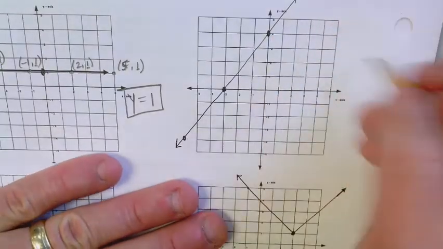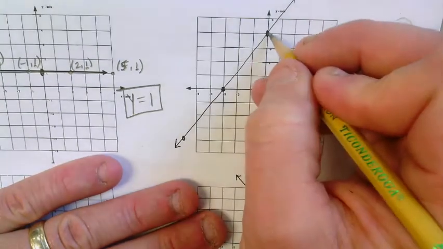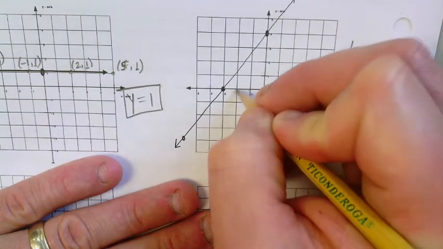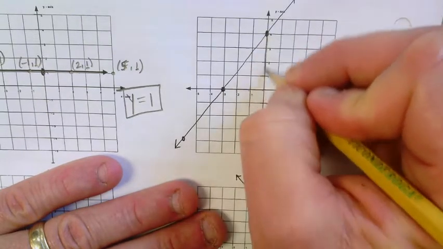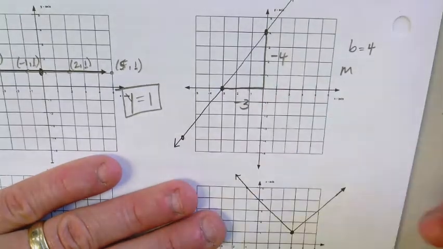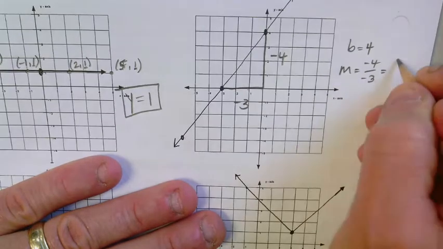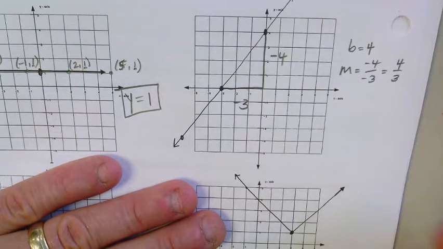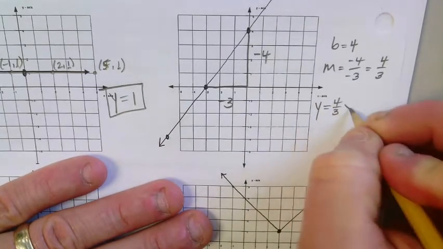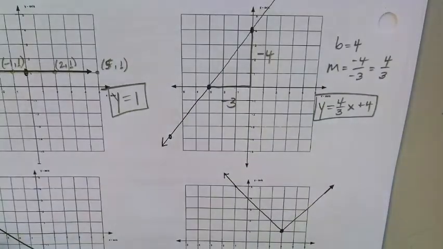This one has a y-intercept of, looks like, 4, and a slope of 1, 2, 3, 4, 1, 2, 3. So if I go down and over, this is negative 4 and negative 3. As I write this out, I can put 4/3 slope. So y is equal to 4/3 x plus 4. And that right there would be the equation of that line.